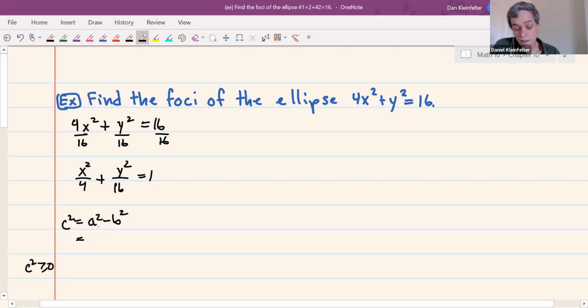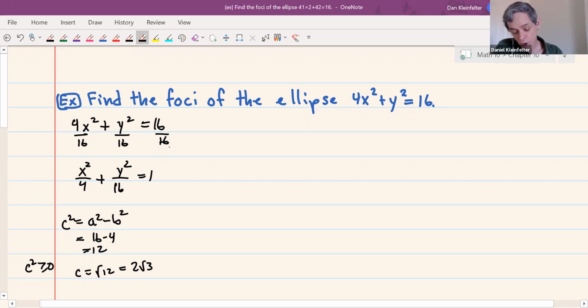And so, well, it's got to be the big minus the small. So 16 minus 4 is 12. So c is square root 12 or 2 root 3. Okay? And so here's where knowing what direction this thing faces will help us figure out the coordinates on this thing.